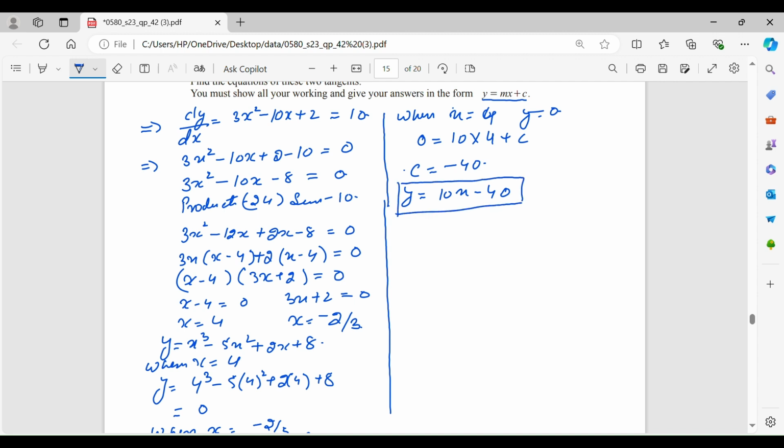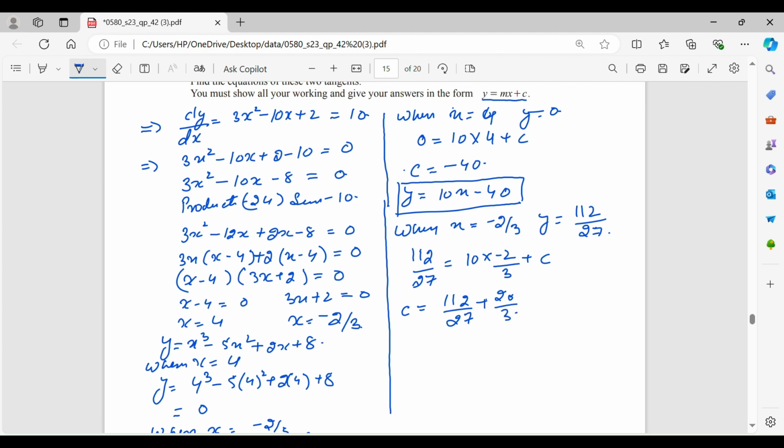Next is when x is equal to minus 2 by 3, y equal to 112 by 27. Here the equation will be 112 by 27 equal to 10 into minus 2 by 3 plus c. Now c will be equal to 112 by 27 plus 20 by 3. So c here, we will use the calculator, c will be 292 by 27.